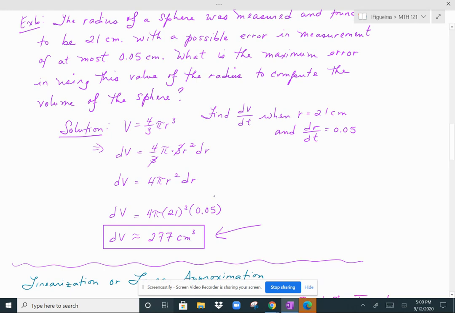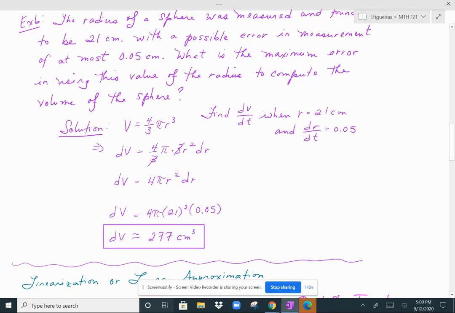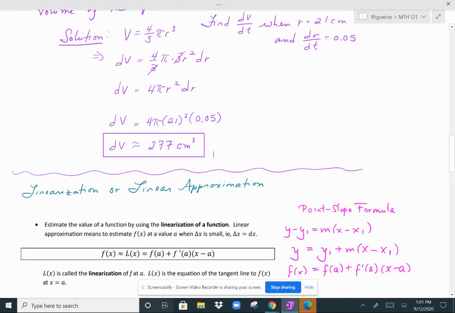So although the error in radius is rather small, it has a rather large possible error in volume. Okay, so let's move on to linearization, also called linear approximation. So they mean the same thing. We can estimate the value of a function by using the linearization of a function.